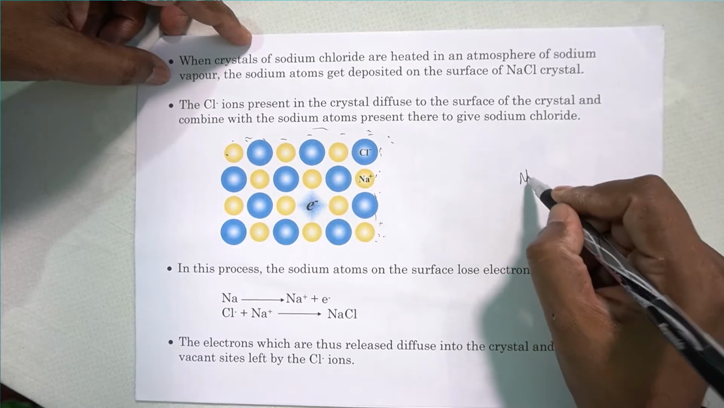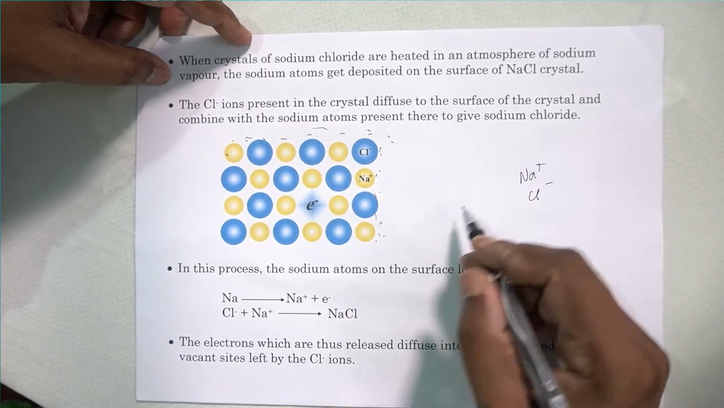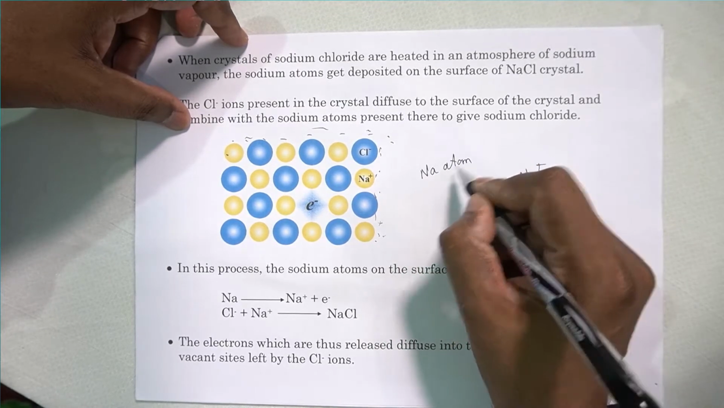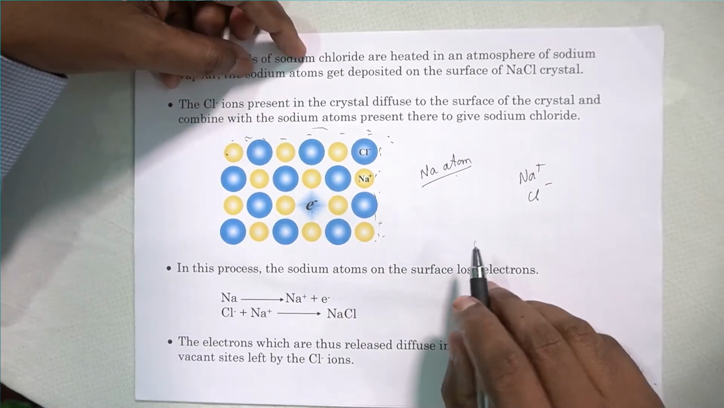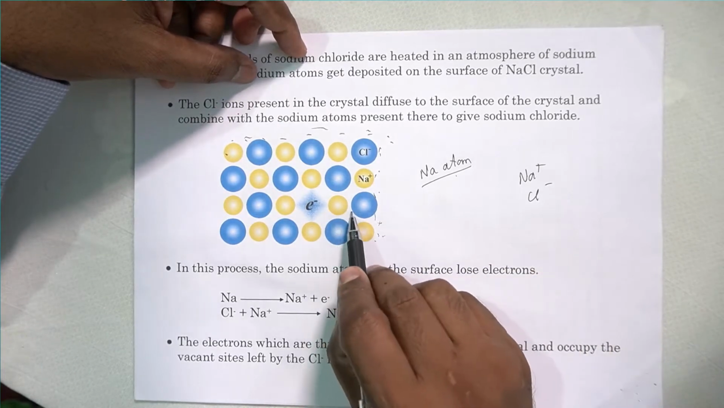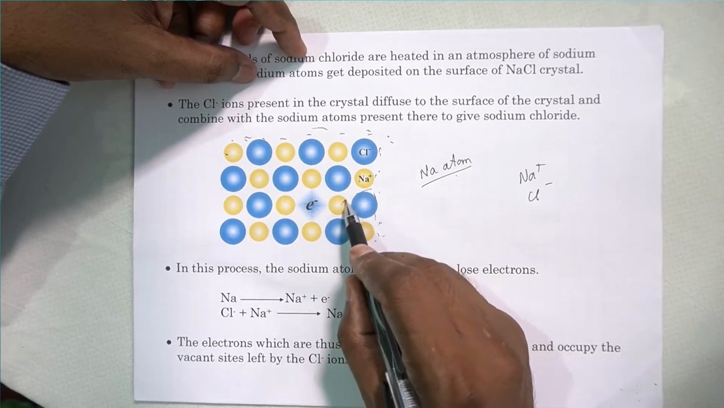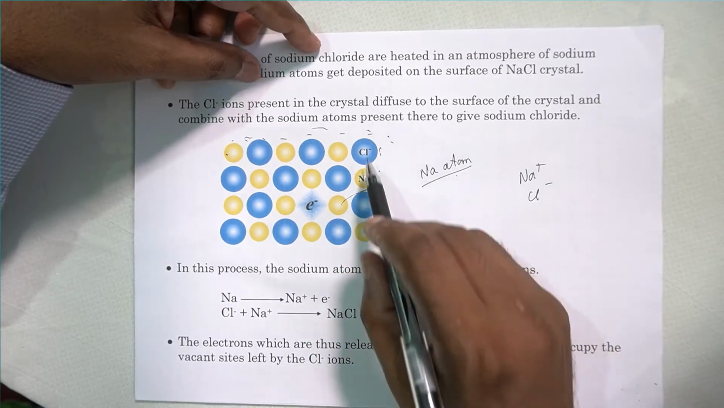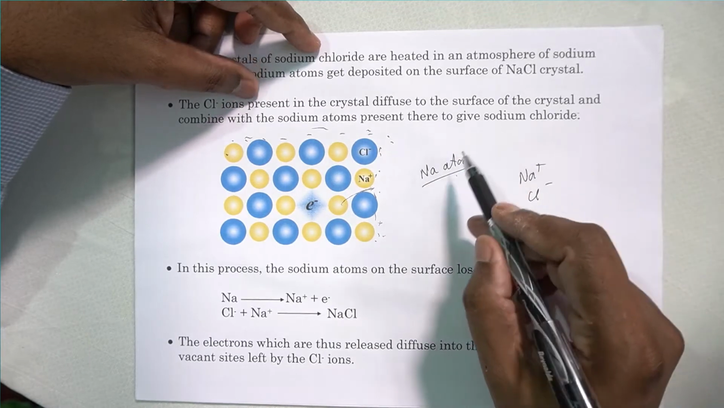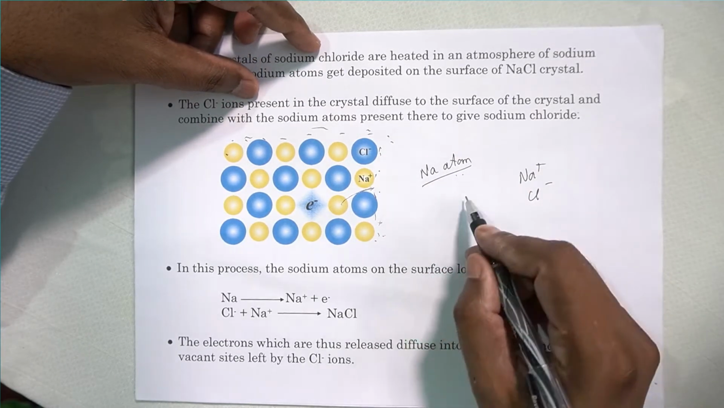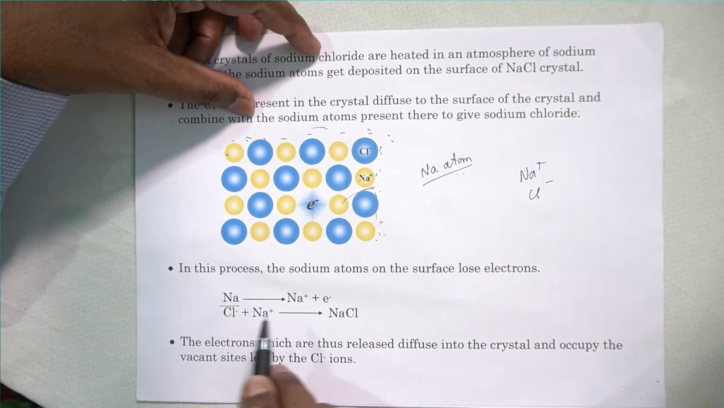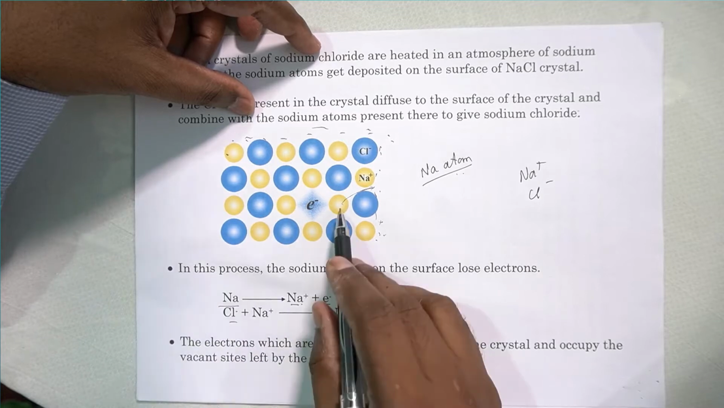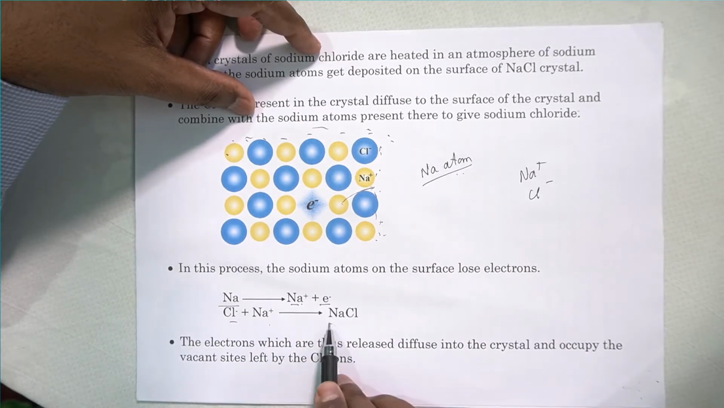See, the crystal has Na plus ions and Cl minus ions. What comes around on the surface is Na atoms. It is not an ion, it is a Na atom. Now what happens is, the Cl minus present inside will diffuse to the surface and combine with the sodium atom. Na will lose one electron and form Na plus ion. The Cl minus comes from inside, combines with Na plus and gives NaCl.